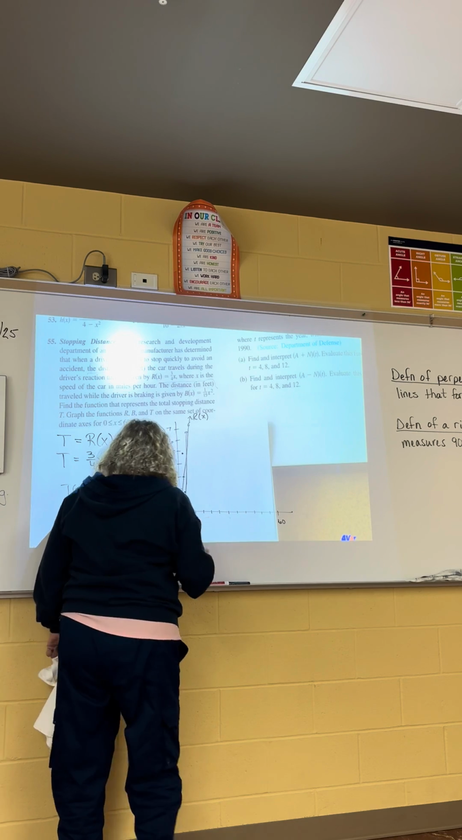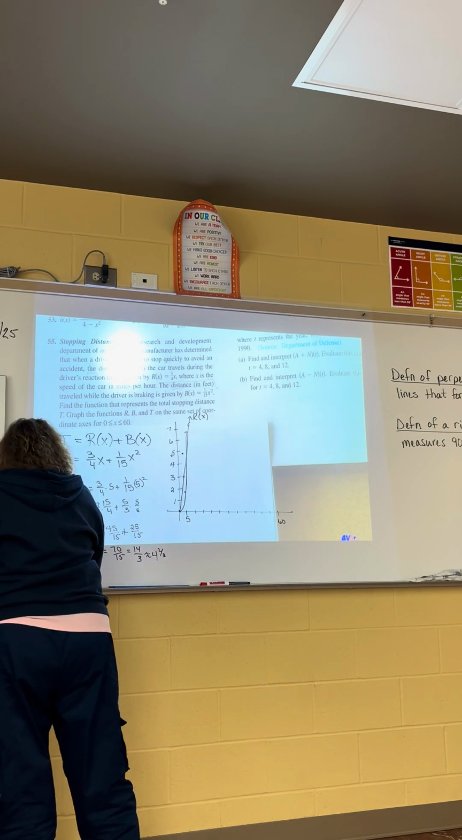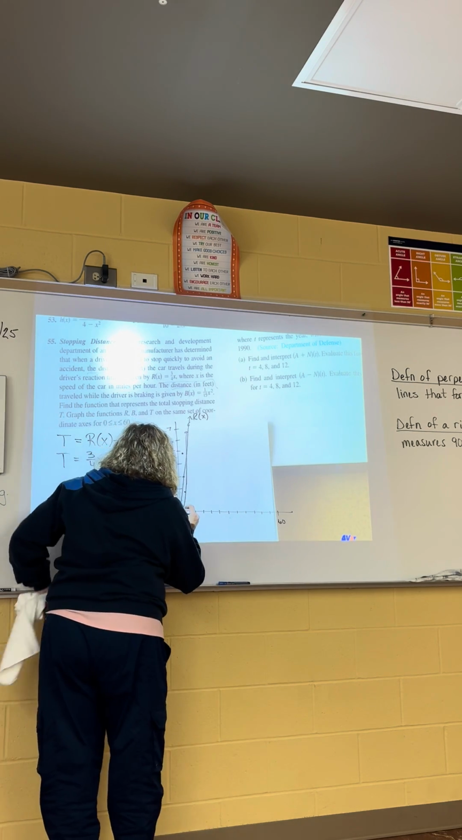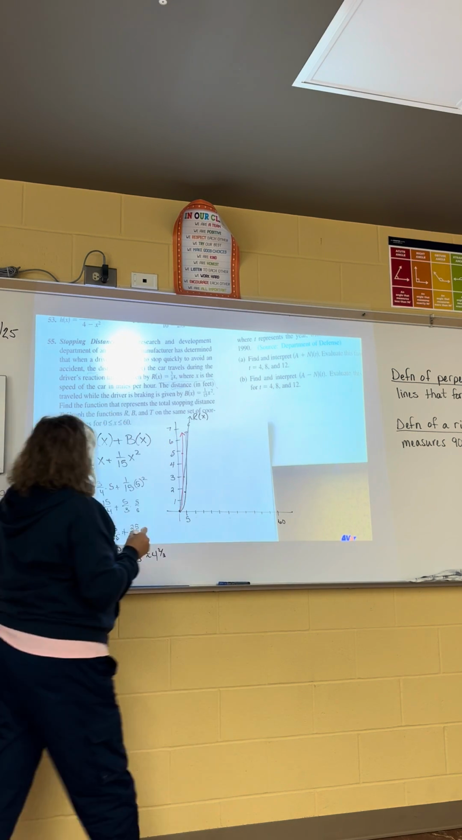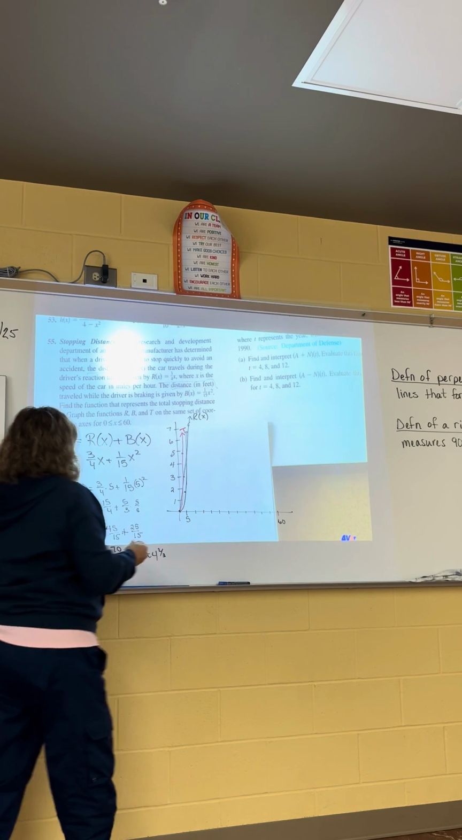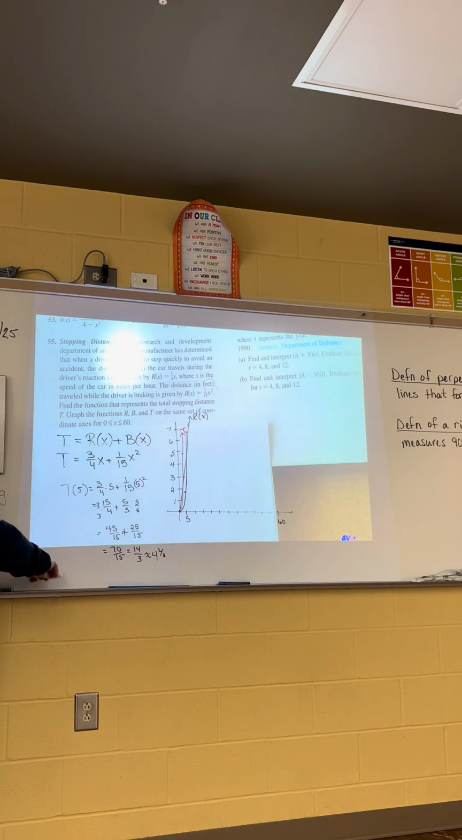Ooh, it really takes a sharp turn. Must be way up there. There, that's T. Graph the functions. Okay, yeah, that's all we had to do. You said number 9 and 27.